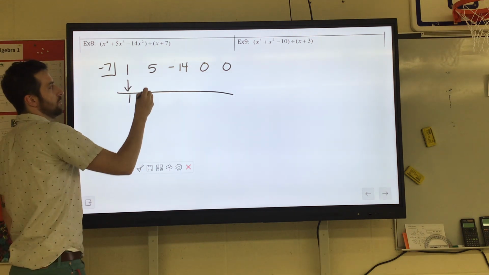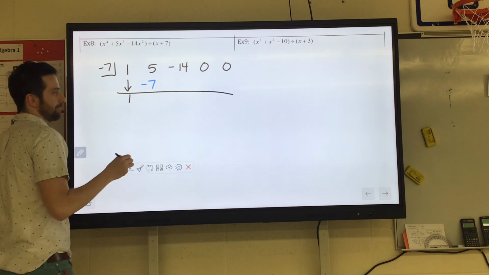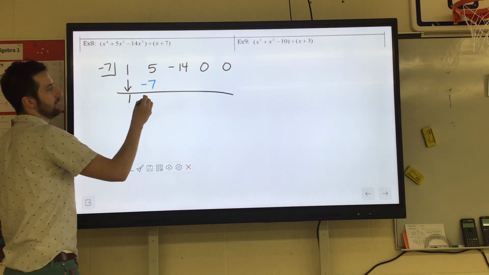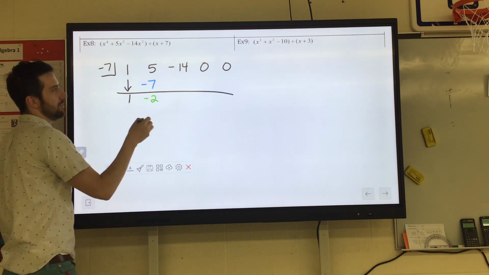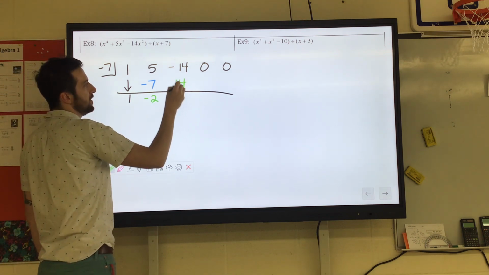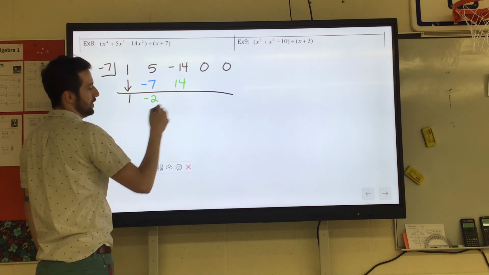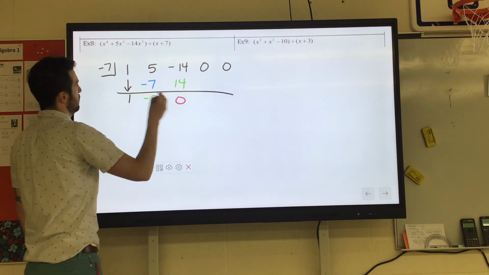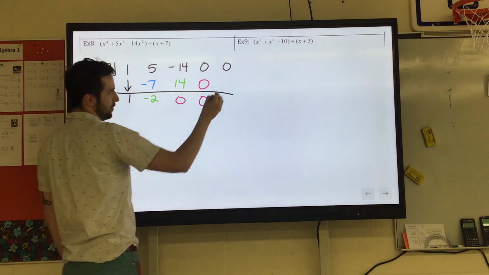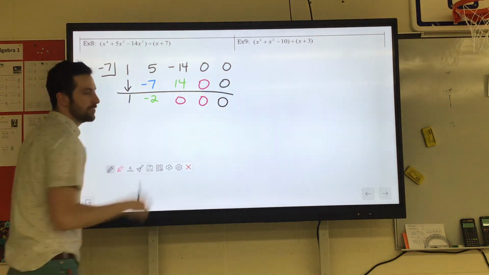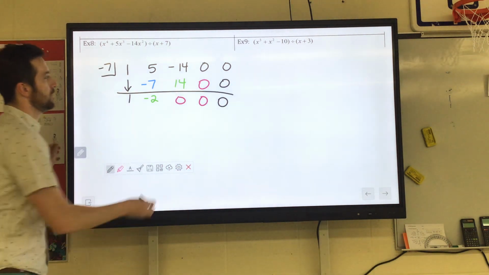Negative 7 times 1, negative 7. 5 minus 7, or 5 plus negative 7, is negative 2. Negative 7 times negative 2 is positive 14. Negative 14 plus 14 is 0. Negative 7 times 0, 0. 0 plus 0, 0. Everything's zeros. Cool.